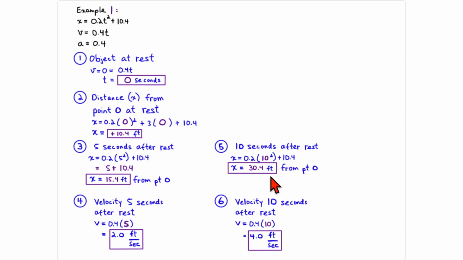20 plus 10 and 4/10 is 30 and 4/10 feet to the right of point 0. And the velocity at that 10 seconds is 4 feet per second. That's 4 times 2.5. 4/10 feet per second is the same as 1 foot every 2.5 seconds. So 10 divided by 2.5 is equal to 4.